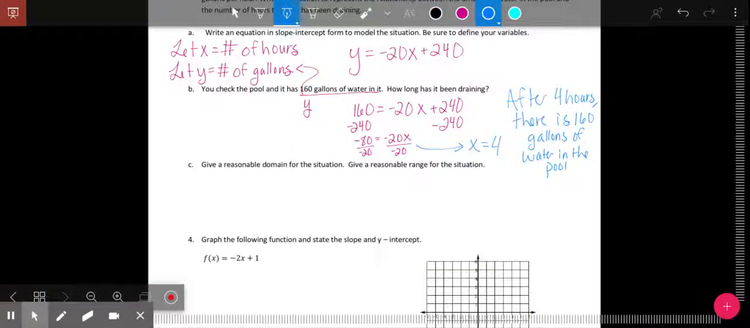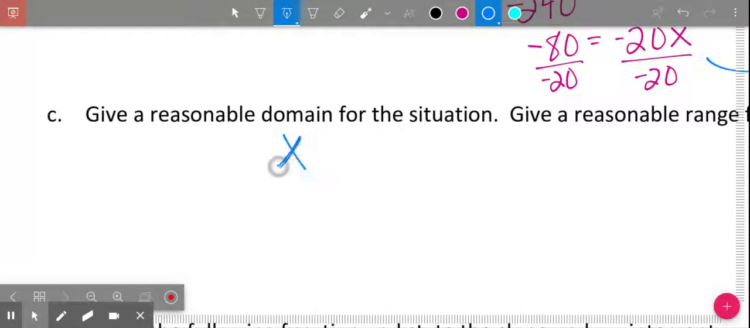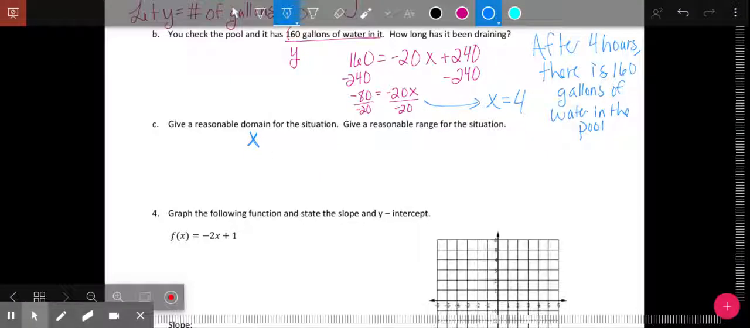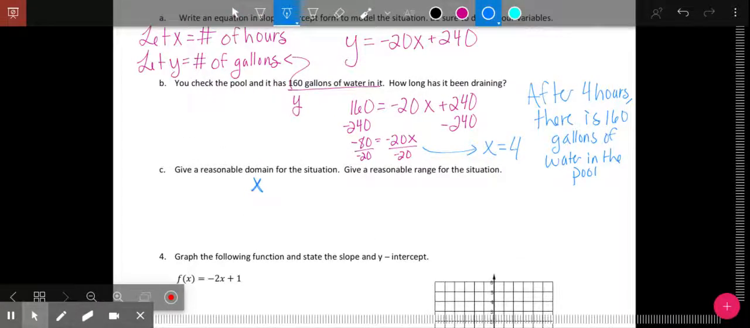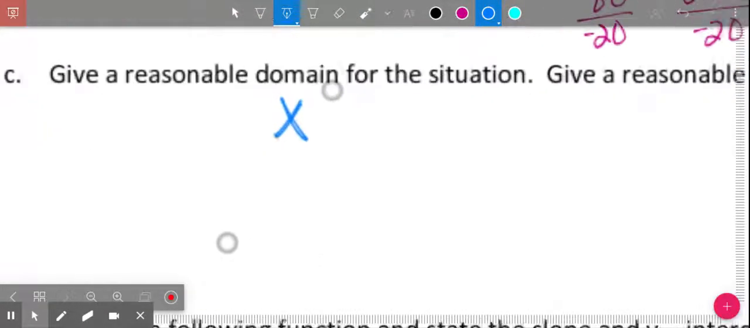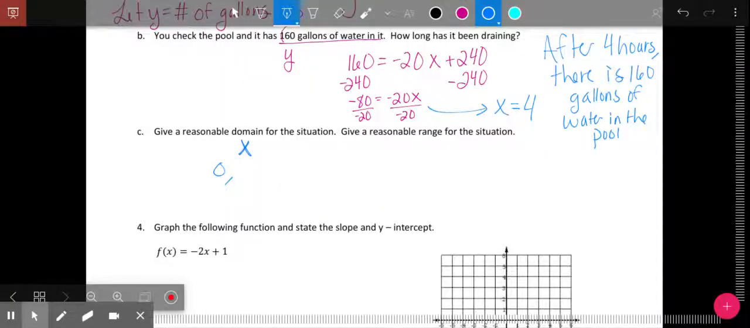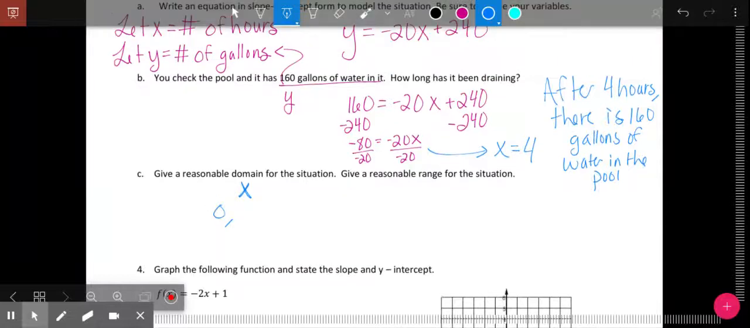Alrighty. And then part C says give a reasonable domain for the situation. Remember, our domain is our x's. Okay, so I want to know how long does this pool drain? Well, it can be draining for 0 hours, so we know it can start for 0 hours. But how long does it drain? Because I know the x's is the number of hours it's draining. So I need to know how long does it drain.